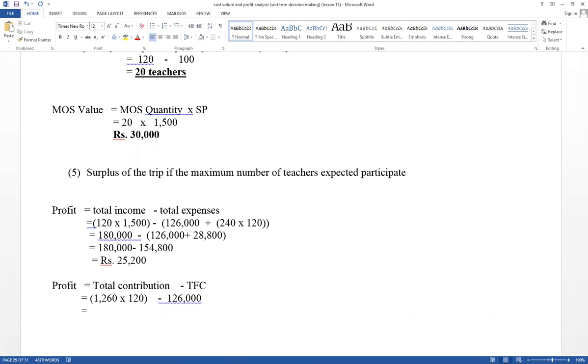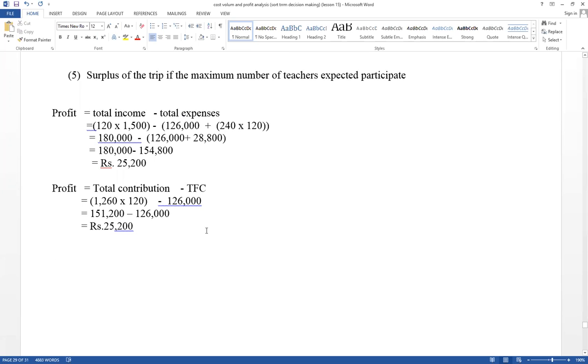Therefore 1260 into 120. Therefore total contribution equals 151,200. From that value deduct total fixed cost. Think about the second equation, profit calculation. Profit can be calculated by using four equations. Therefore 151,200 minus 126,000. Same answer, 25,200. Therefore rupees 25,200 profit.